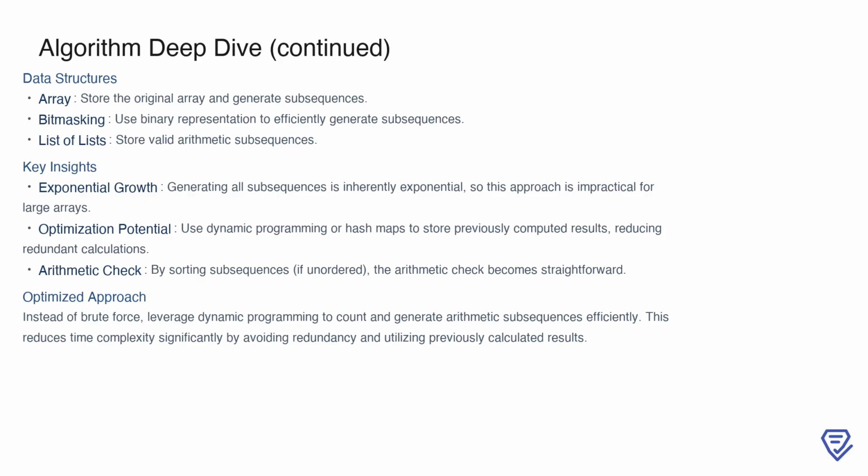By leveraging techniques like dynamic programming or hash maps, we can store previously computed results, reducing redundant calculations and improving efficiency. Sorting subsequences, if needed, can also help simplify the arithmetic check by ensuring that the sequence is ordered. The optimized approach utilizes dynamic programming to count and generate arithmetic subsequences without redundantly checking the same combinations multiple times, significantly reducing the time complexity compared to the brute force method.